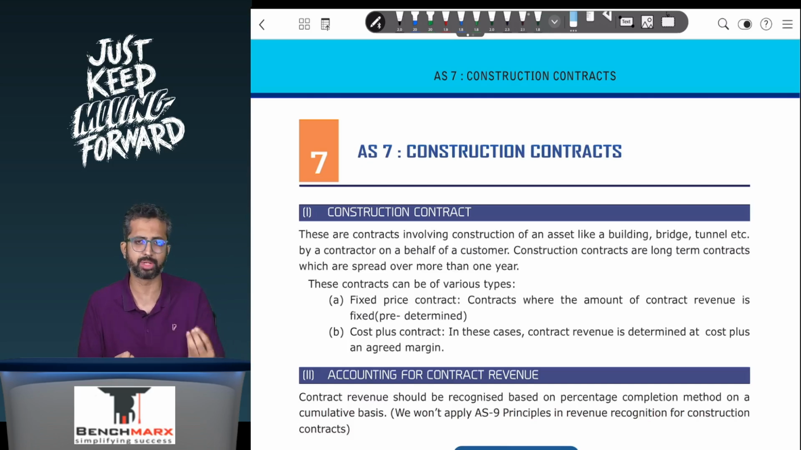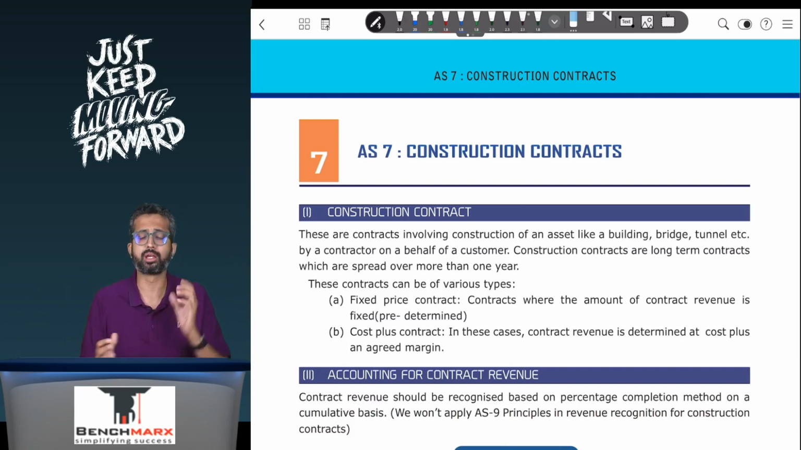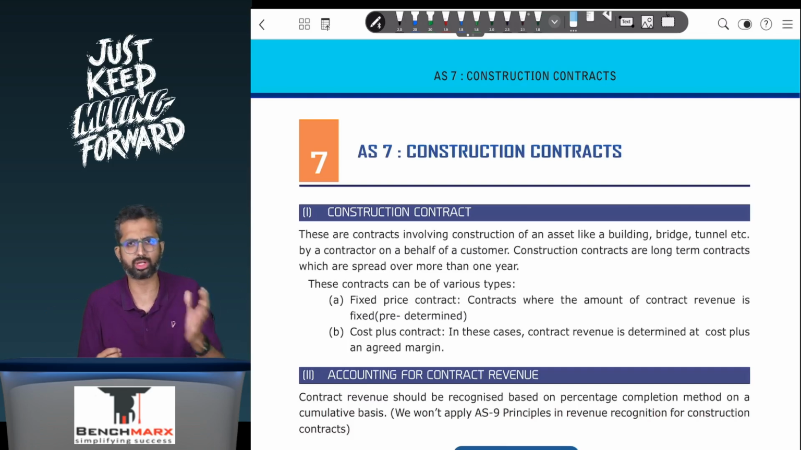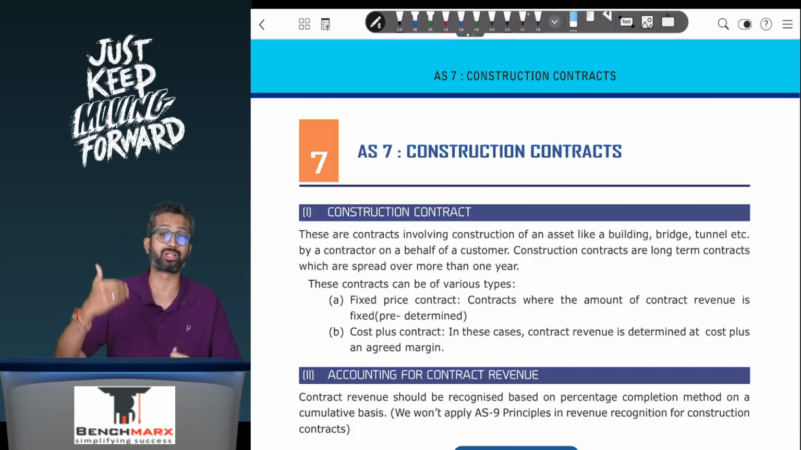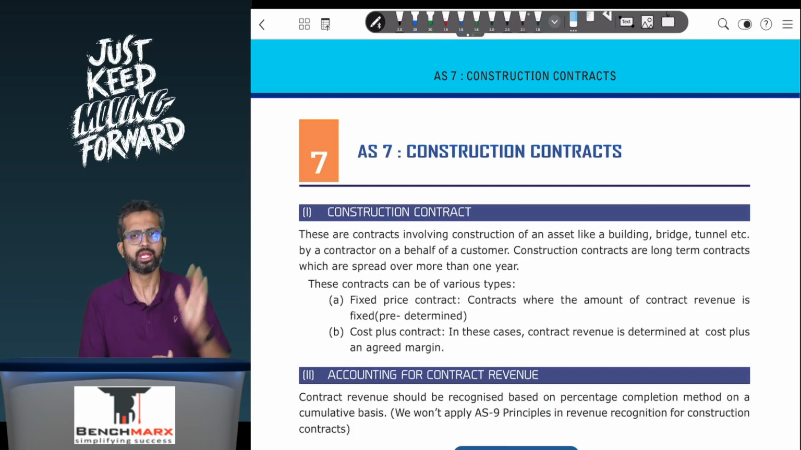A construction contract is typically a contract which takes a long period of time to be completed, like for example more than a year, and this can be in cases of companies like L&T Construction or Hindustan Construction Company HCC, who are in the business of constructing roads, bridges, highways, buildings, etc. Now these contracts might inherently take a long period of time. Now the question is, why do I need a separate standard? What was AS9 not covering that we needed a separate standard in the form of AS7?